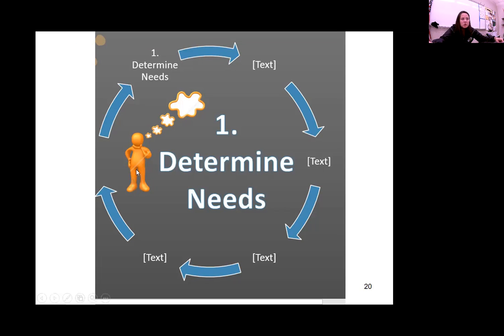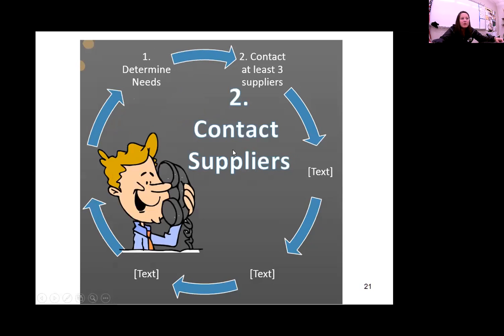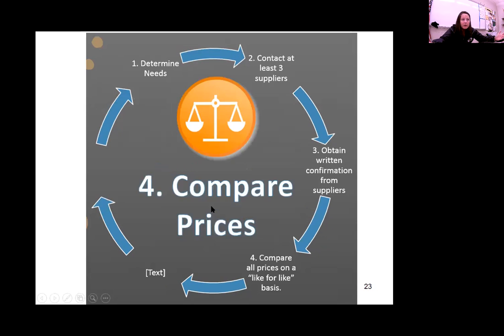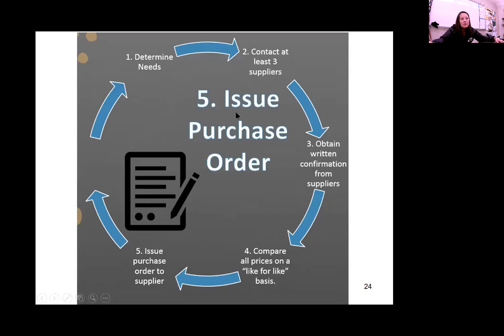So this is just a visual of what we just covered. So first, you're going to determine what products you need. And then you're going to contact the companies that you want to buy from. Then you're actually going to obtain written information from the company about their products. You're going to compare their prices. And then you're going to actually say, okay, what am I going to buy? This is a list of the items that I want to actually buy.